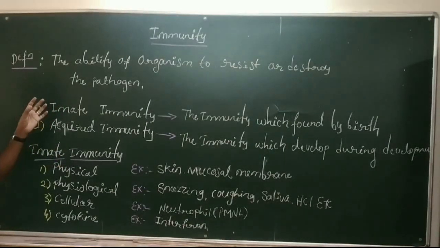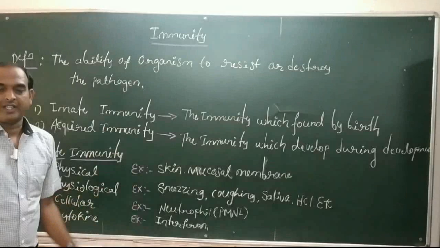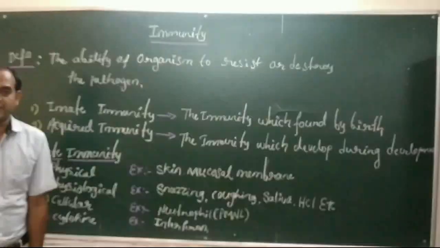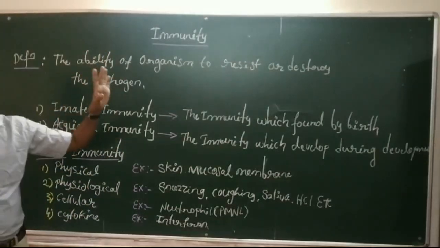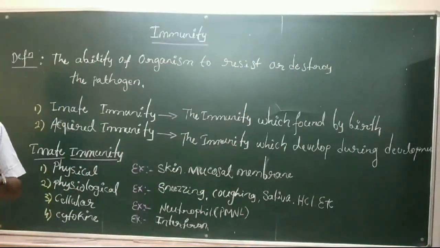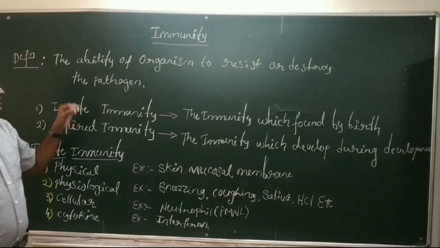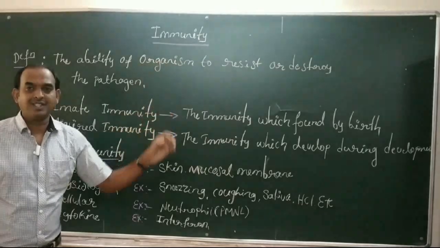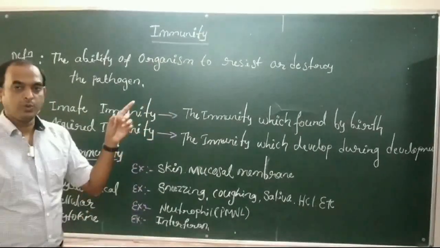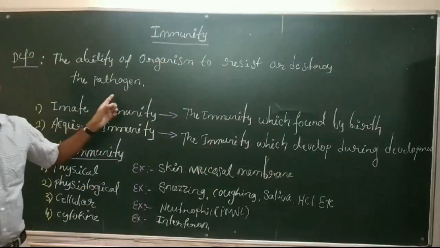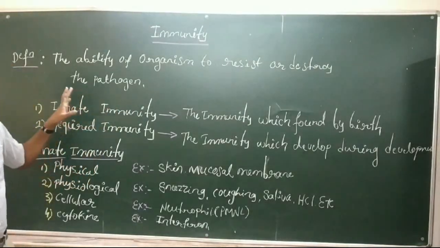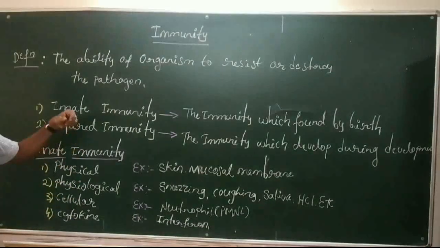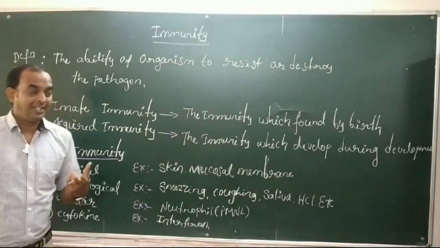Yes, what is the definition? The ability of the organism to resist or destroy pathogens is called immunity, or we also call it defense. I'm going to repeat again: the definition of immunity is the ability of the organism to resist or to destroy the pathogens. That is what we call immunity or defense. Now this definition is going to be elaborated again.